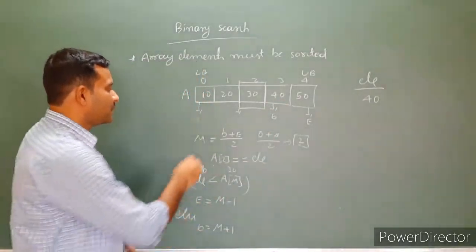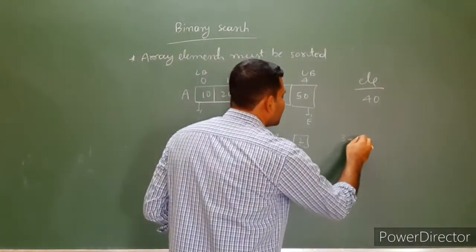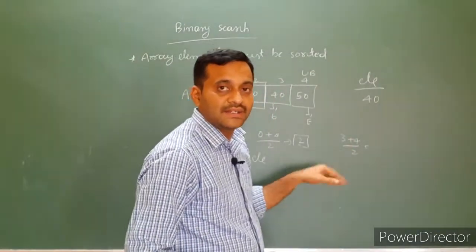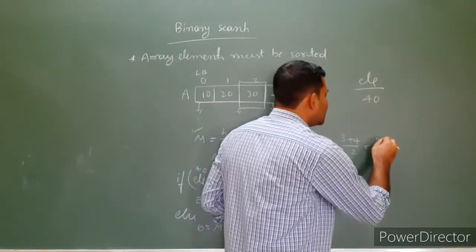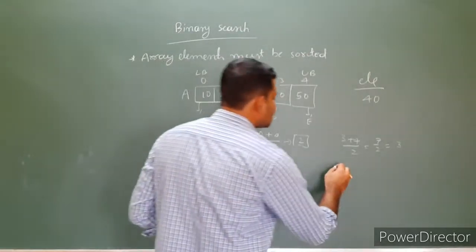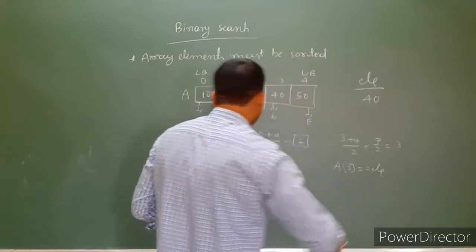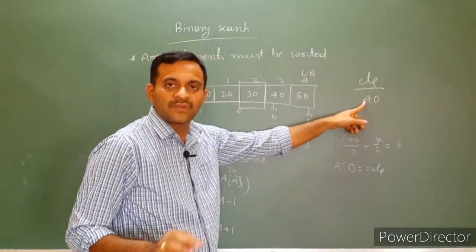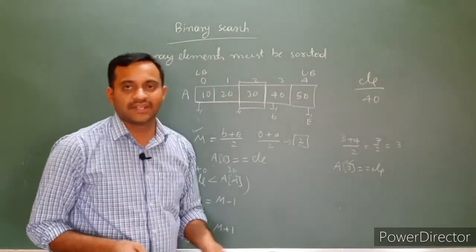Then repeat the same step. Find beginning plus end divided by 2. So here beginning is 3 plus 4, divided by 2. That is 3 plus 4, 7 by 2, integer division returns 3. So we have to access the a of 3 element, which is compared with the searching element. Here the a of 3 element is 40. So 40 is equal to 40. The searching element is also 40. Then return the position, which is 3.